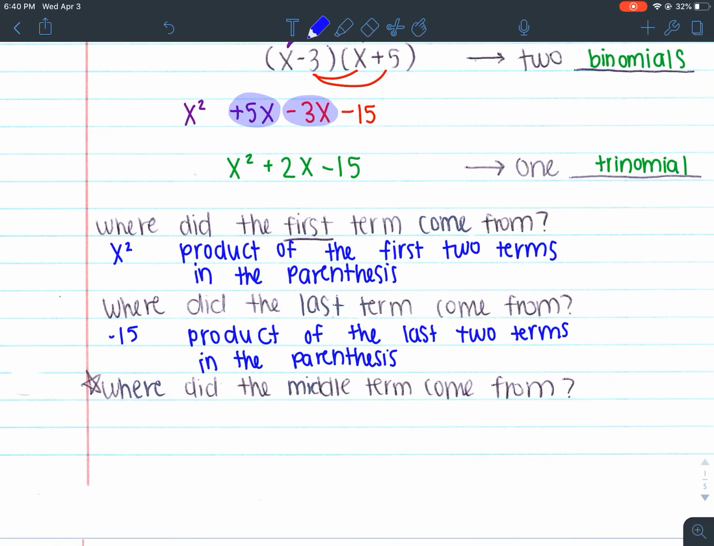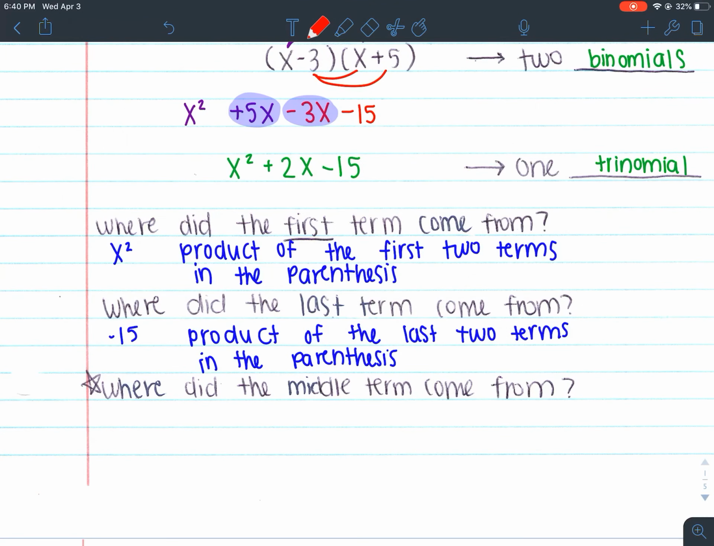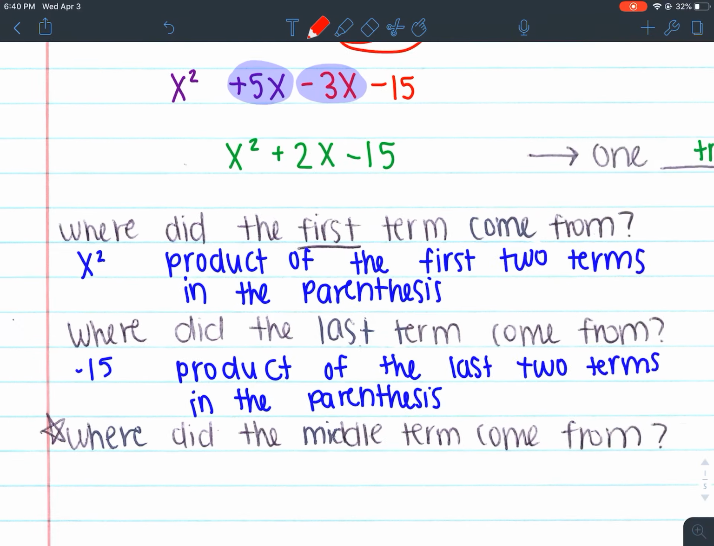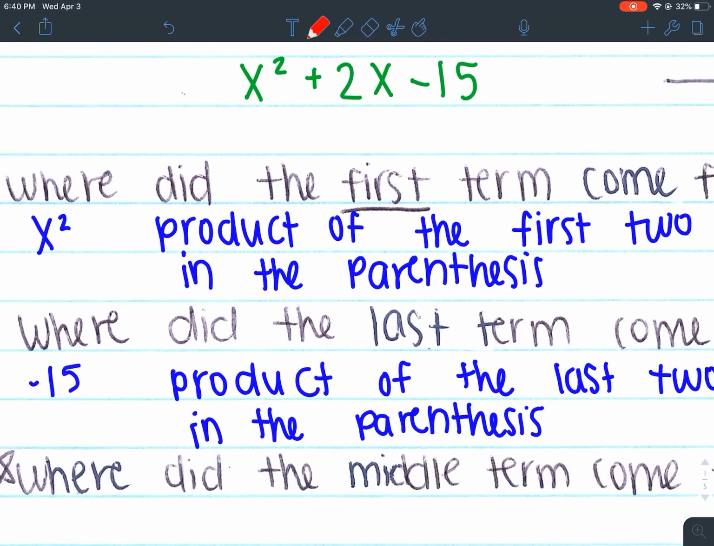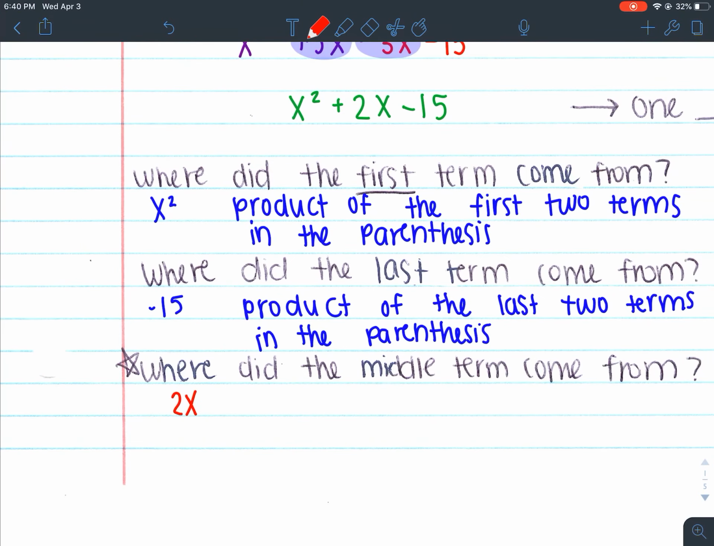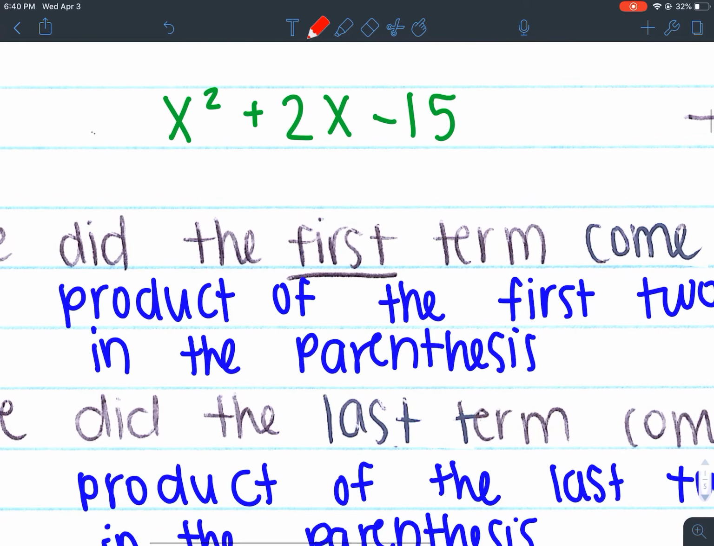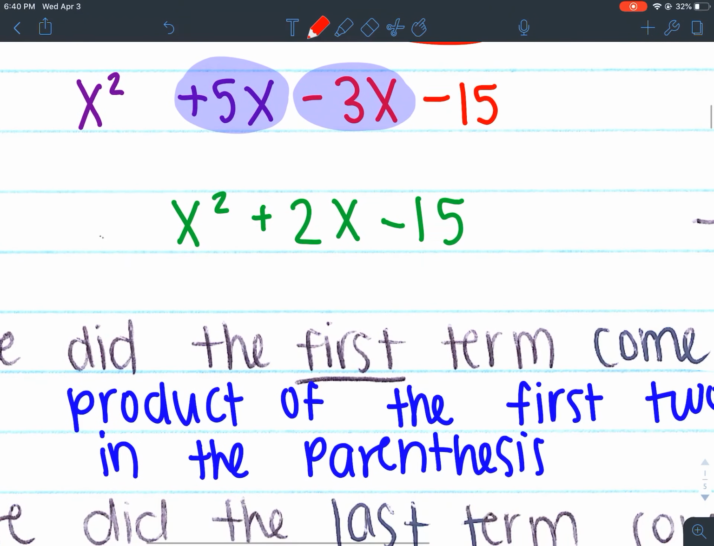Okay, now I have a star next to this last one because this is probably the most important one, and the reason why we have this lesson here. We want to know, where did that middle term come from? This 2x here, where did that come from? So I'm going to put this in a different color because it is different. Okay, it's not as obvious where it came from. Let's go one step backwards, right? We have our trinomial. Let's go one step back. Where did that 2x come from?